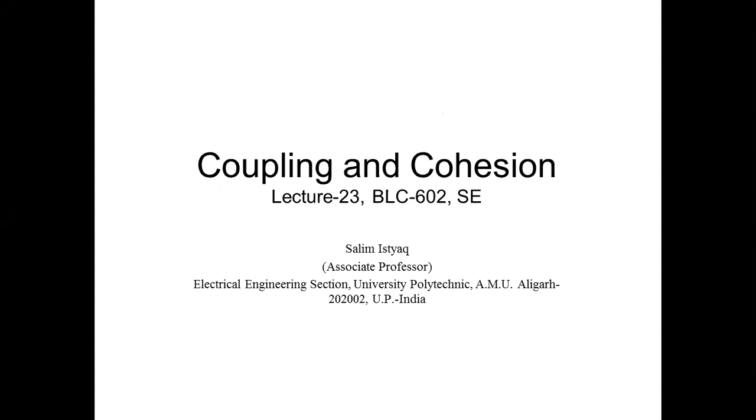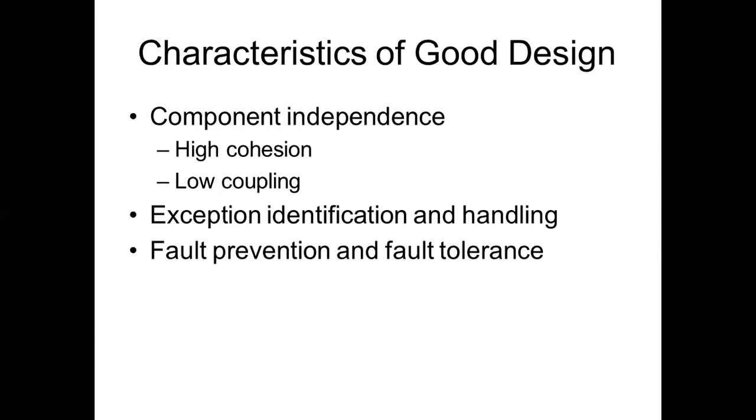So this is the new content of unit number 3 in software engineering. I forgot to write the unit number 3. So coupling and cohesion is one of the contents in unit number 3. Now, what is coupling and cohesion?